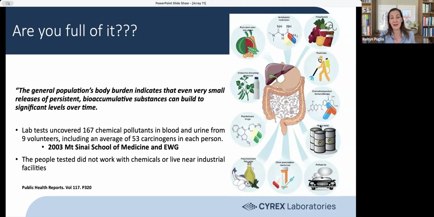And in fact, in Cyrex Array 11, the chemicals that we're measuring immune response to are not industrial chemicals per se. They are the ones that are in our homes, in our clothes, in our food, in our bodies. You don't actually have to go very far for an exposure to these chemicals because they are the ones that we are all exposed to on a daily basis.